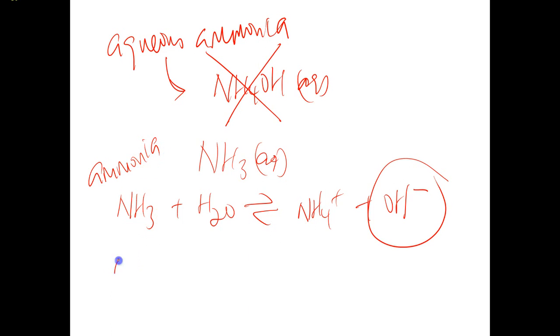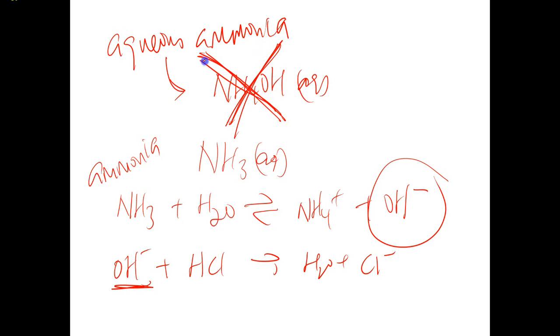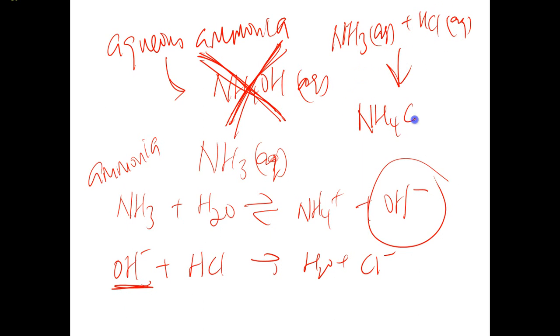For example, in the equation I wrote earlier, OH- plus the HCl gives us H2O plus Cl-. So this is the OH- from ammonia. It is not NH4OH. This is wrong. Please do not write this. Aqueous ammonia is NH3(aq). So the reaction between NH3(aq) and HCl(aq) gives us NH4Cl in this way. It is not NH4OH.